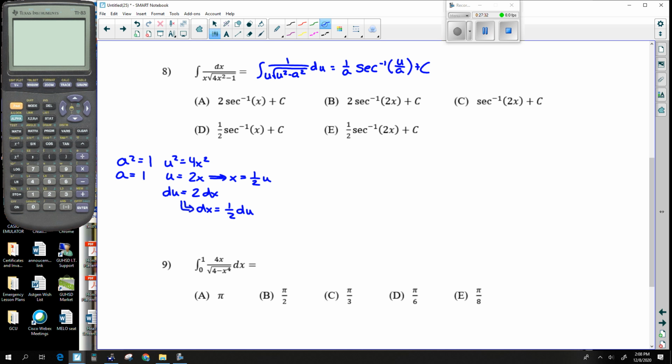Okay, making the substitutions into the original equation. So x is 1/2 u, square root of 4x squared is u squared minus 1, which was a squared, times dx, or dx is on top, you could look at it that way as well, and which is 1/2 du.